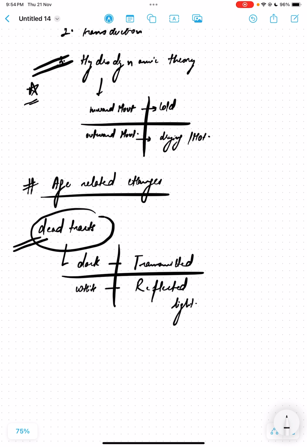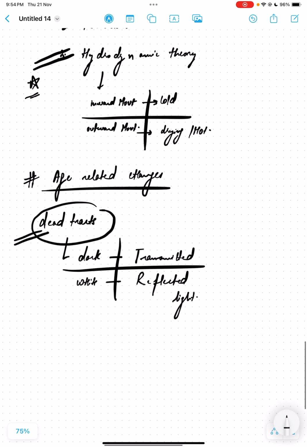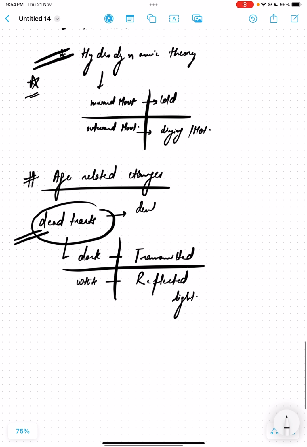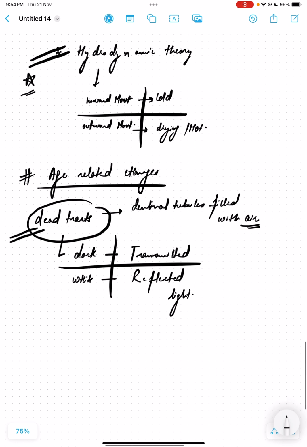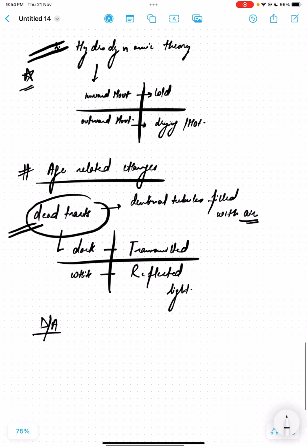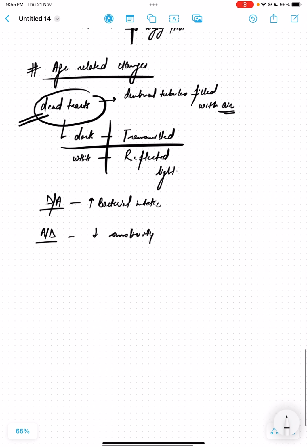So basically, what are dead tracts? Dead tracts are dentinal tubules that are filled with air. The most common disadvantage is that it causes increased bacterial intake. An advantage of it is that it has less sensitivity. First of all, we studied dead tracts.